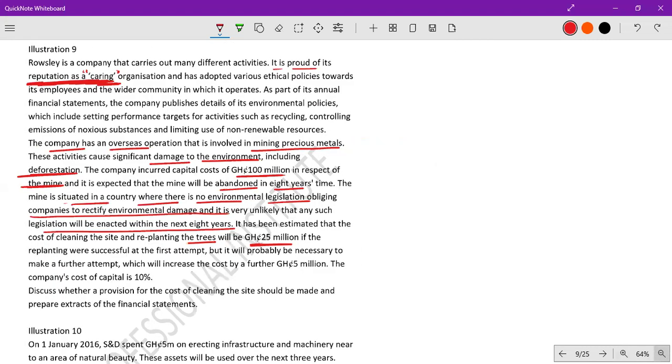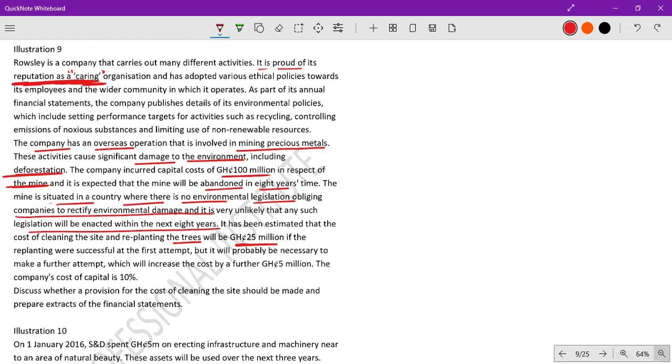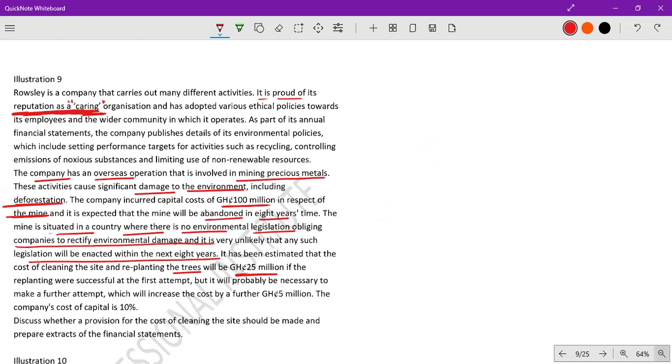Right. So what do we do? Are we going to record? Are we going to recognize a provision? Yes, we need to recognize the provision. It's a constructive obligation. Yes, we need to recognize the provision.